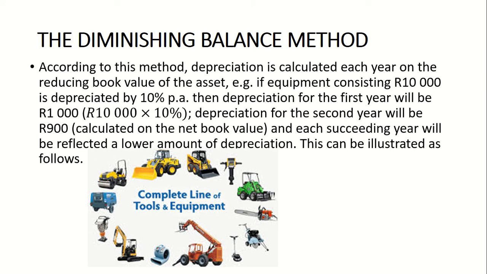Now let's do the diminishing balance method. According to this method, depreciation is calculated each year on the reducing book value of the asset, e.g., if equipment costing 10,000 is depreciated by 10% per annum, then depreciation for the first year will be 1,000 rand. Depreciation for the second year will be 900. I will specify how we got that 900, which is calculated on the net book value. The net book value is the same as the carrying value. Book value is the same as the carrying value. And for us to calculate book value, you simply take the cost price of the asset, you minus accumulated depreciation of that asset.